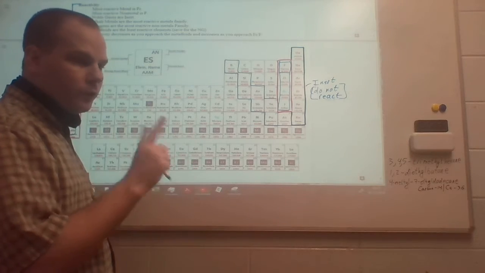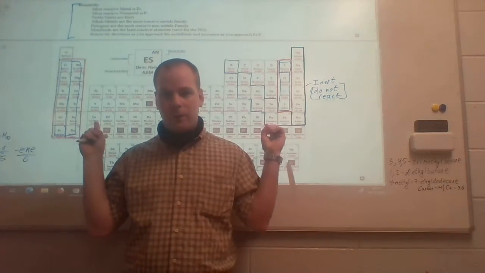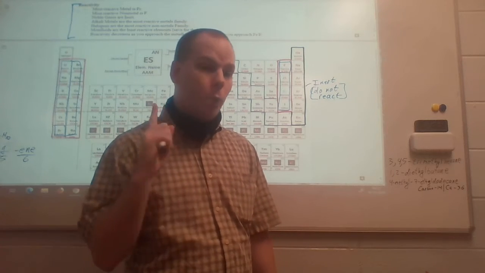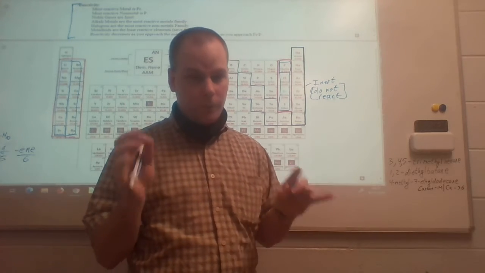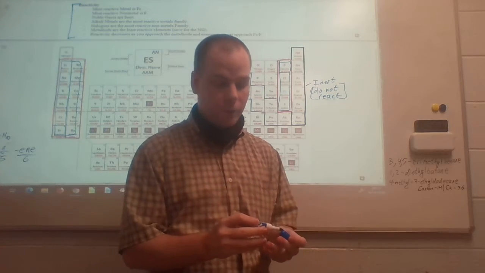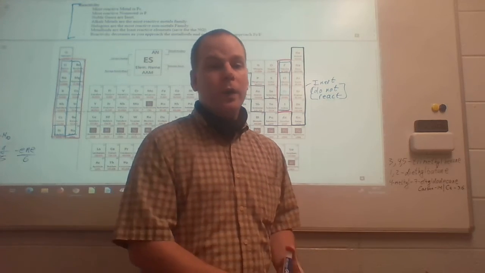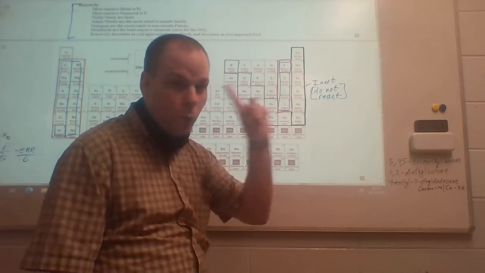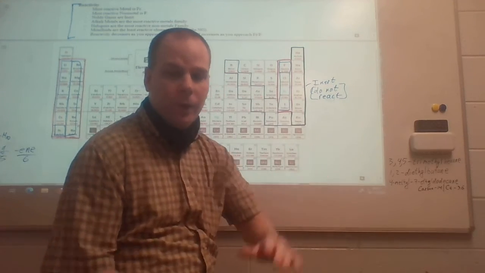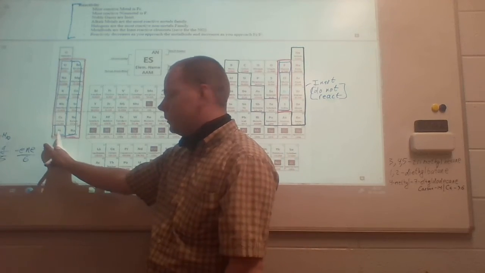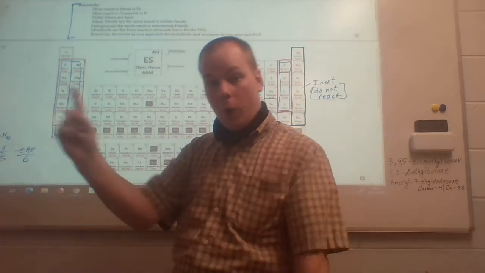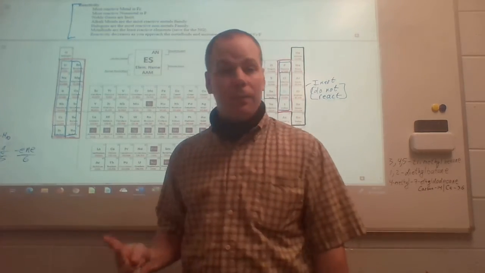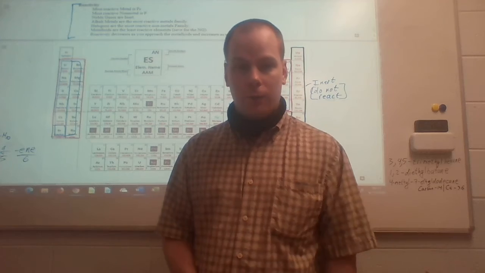Now, these families are the most reactive for the same reasons. It's because they only need to move 1 electron in order to fulfill their outer shell requirement, in order to meet that octet rule. Halogens will do absolutely anything to get 1 more electron. Meanwhile, the alkali metals will do anything to get rid of the 1 electron that they have in their outer shell. Alkaline earth metals, same thing, but they have 2 that they want to get rid of.